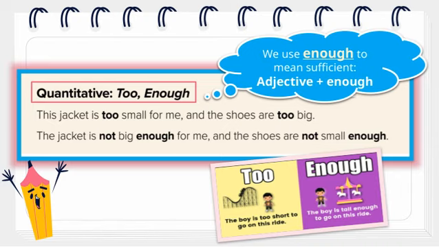Understanding these differences helps us communicate more precisely about quantities and degrees. Whether we're describing adequacy with enough or expressing excess or deficiency with too, choosing the right word helps us convey our message clearly and effectively in any context.